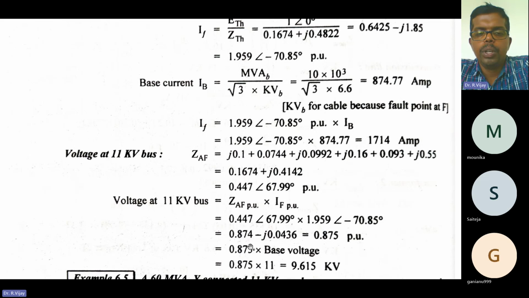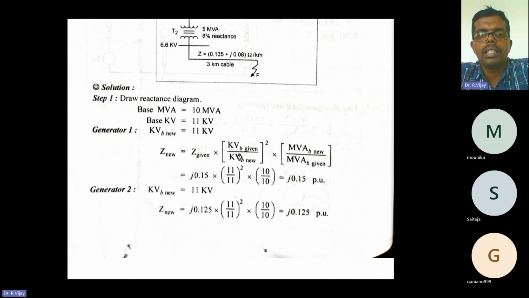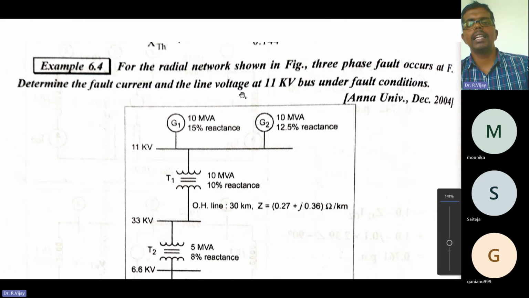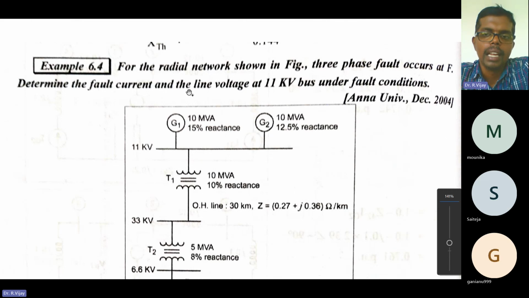Now we need to convert this per unit into voltage at the 11 kilovolt bus. For that, you need to multiply with the base voltage. The base voltage taken in the problem is 11 kilovolt. So just multiply 0.875 into 11, and you'll get the answer as 9.615 kilovolt. This is the voltage at the 11 kilovolt bus. They asked us to determine the fault current IF and the line voltage at the 11 kilovolt bus.